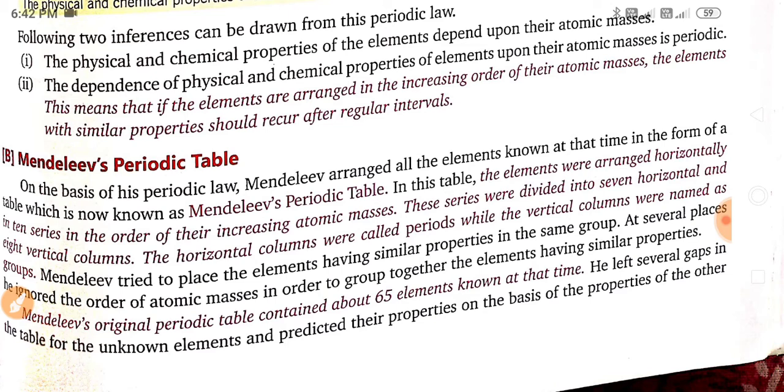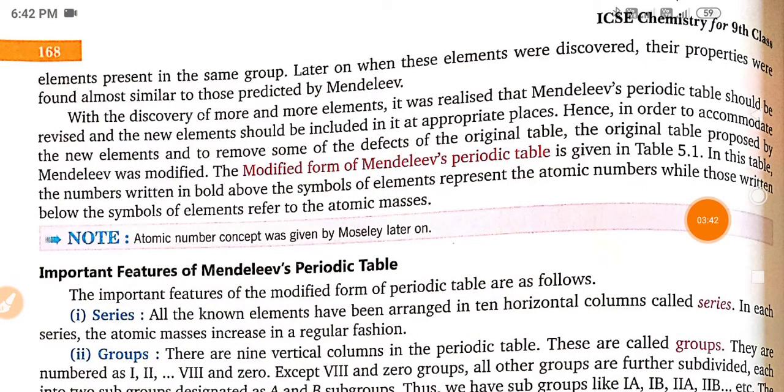Mendeleev tried to place the elements having similar properties in the same group. At several places, he ignored the order of atomic masses in order to group together the elements having similar properties. Mendeleev's original periodic table contained about 65 elements known at that time. He left several gaps in the table for the unknown elements and predicted their properties on the basis of the properties of other elements present in the same group. So you can think how wisely Mendeleev made his periodic table. Later on, when these elements were discovered, their properties were found almost similar to those predicted by Mendeleev.